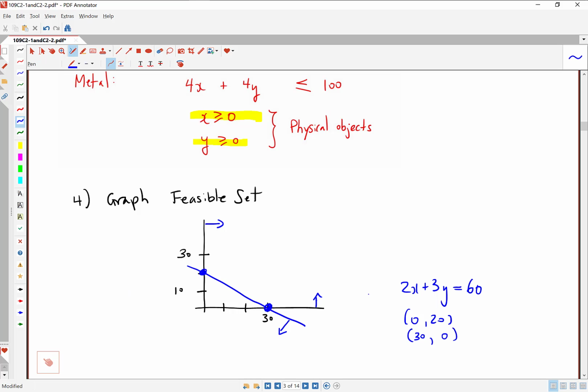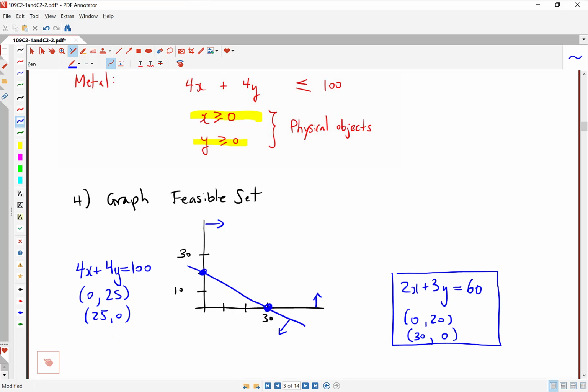So our other line, write the details over here. So 4x plus 4y equals 100. If we set our variables equal to 0 one at a time, we can get a couple points. So 0, 25, 25, 0. So let's try to plot those points on our graph here. So 0, 25 would be about there, and then 25, comma 0 would be about there. So you've got a second line that looks like that.